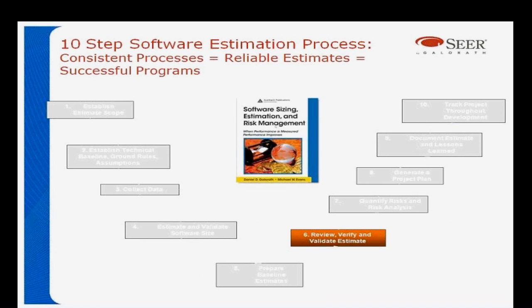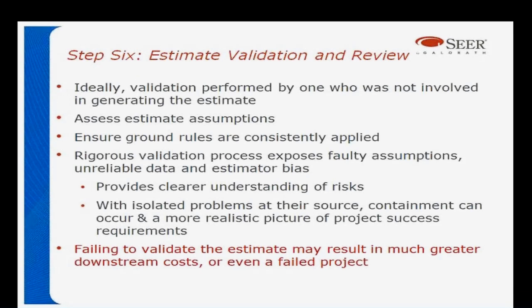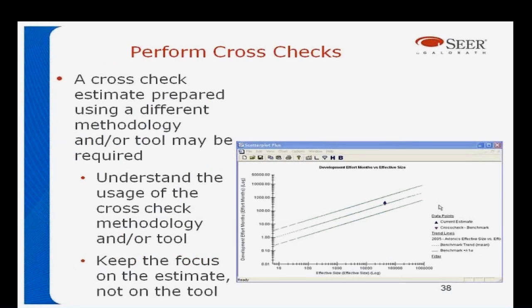Step 6, review, verify, and validate the estimate. Now, we've got an estimate here, but it's important to go back and look and make sure we haven't done anything naughty. Ideally, the validation should be done by someone who wasn't involved in generating the estimate in the first place. Looking at the assumptions and verifying that they're viable. Looking at the ground rules and verifying they've been supported. Looking at risks and the identification and how the handling of risks was handled in the estimate itself.